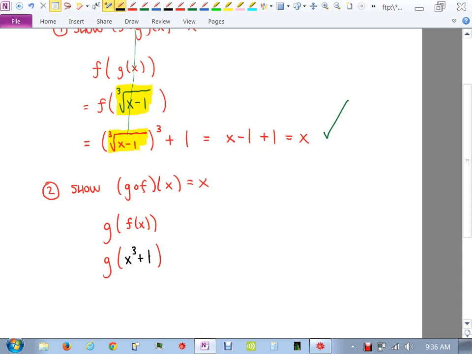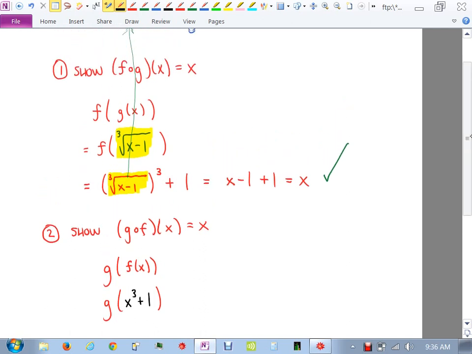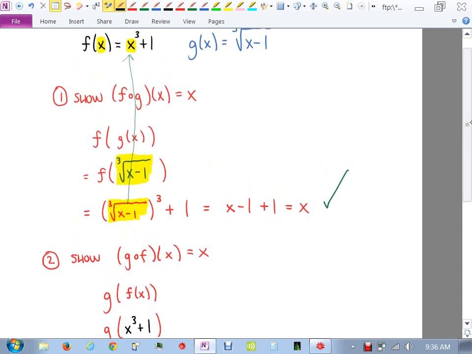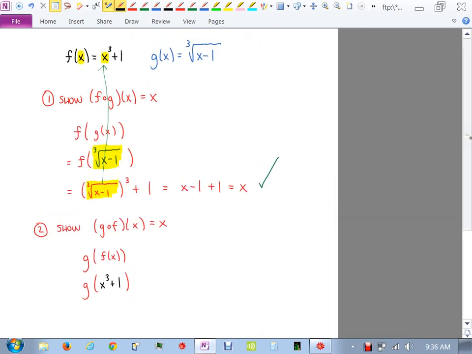But g, when you look back up at g, where's g? Right up there. You zoom out just a little bit. When you look at g, if you plug something into g, that green I put up there, then it gets put underneath this cube root right next to a minus 1. So I'm going to take that x cubed plus 1, I'm going to put it right next to a minus 1, and I'm going to take the cube root of the whole thing.